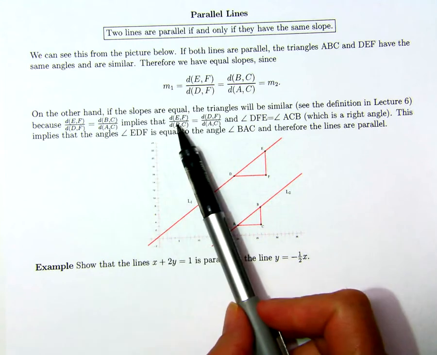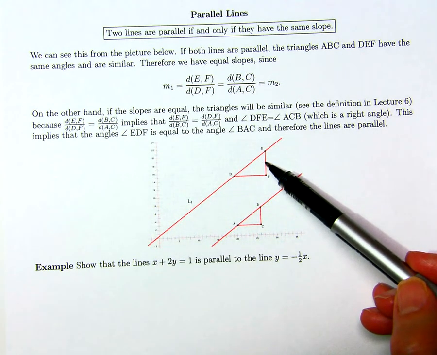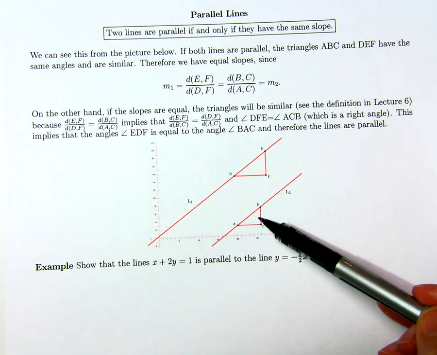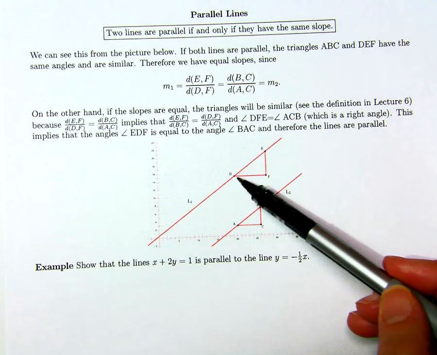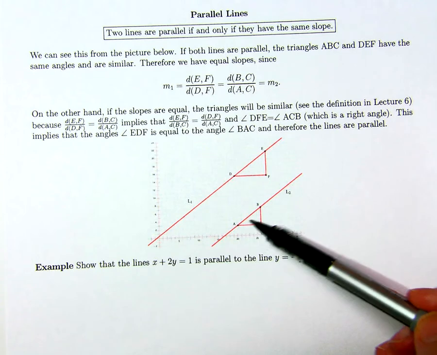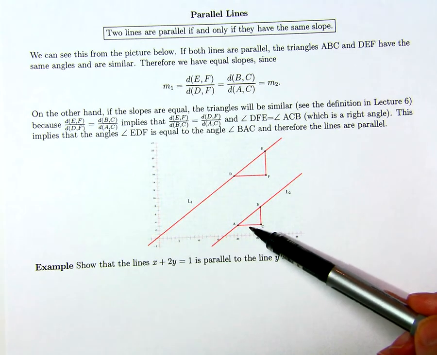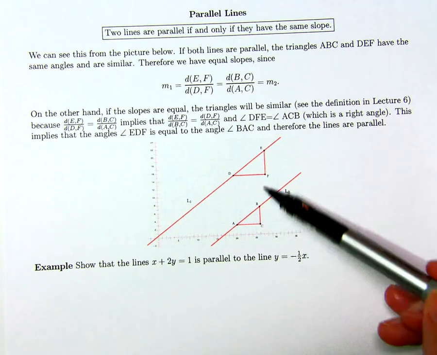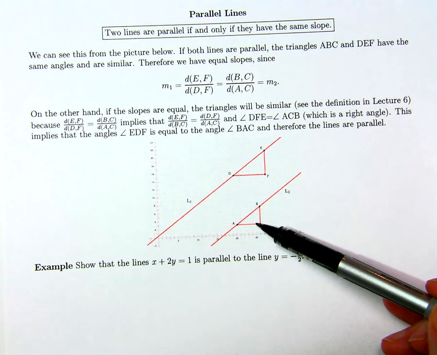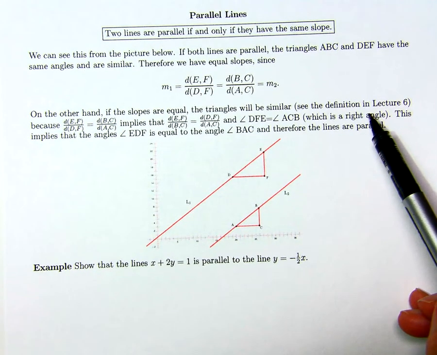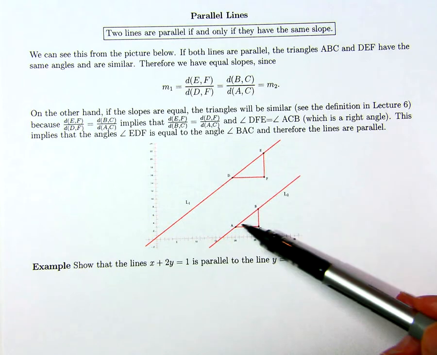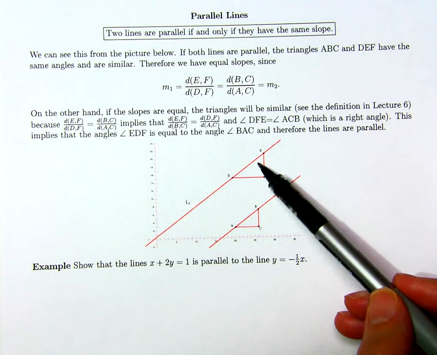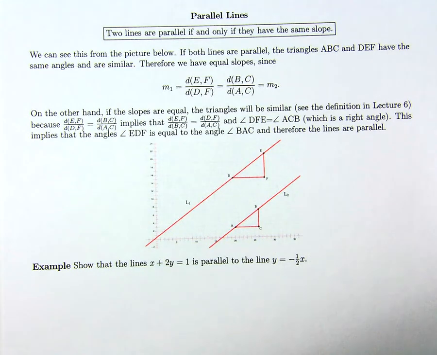On the other hand, if the slopes are equal, those two quotients are equal, and you can rearrange those to show that the length of this side divided by the length of the corresponding side in the other triangle should be equal to the length of this side divided by the length of the corresponding side in the second triangle. And also, since these are right angle triangles, these angles here are equal, and if you look back over the definition of similar triangles, you'll see that this means that these two triangles are similar, and that would mean that these two angles are the same and that the lines are parallel.